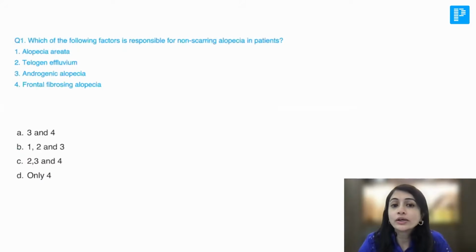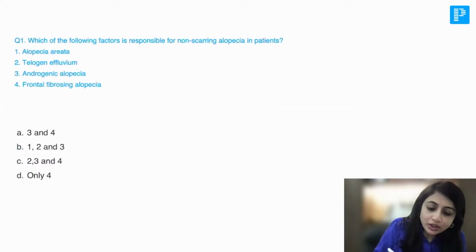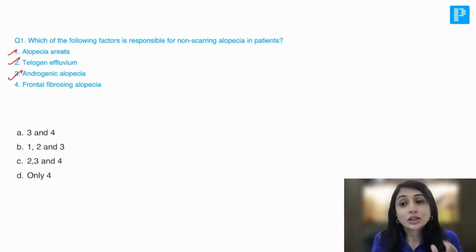Which of the following factors is responsible for non-scarring alopecia in patients? Alopecia areata, telogen effluvium, androgenetic alopecia, and frontal fibrosing alopecia. Which of these causes non-scarring alopecia? Alopecia areata, telogen effluvium and androgenetic alopecia all cause non-scarring alopecia.